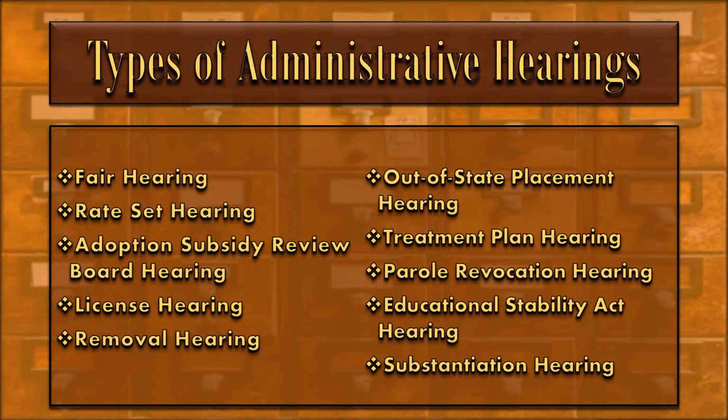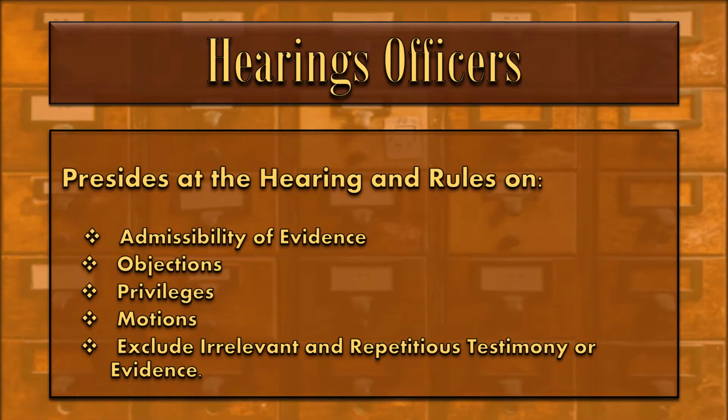Educational Stability Act hearings concern changes in educational placement. Substantiation hearings address substantiated findings and central registry placement. In addition, adoption subsidy financial matters and issues of dispute by adoptive parents fall within the responsibility of the Administrative Hearings Unit.